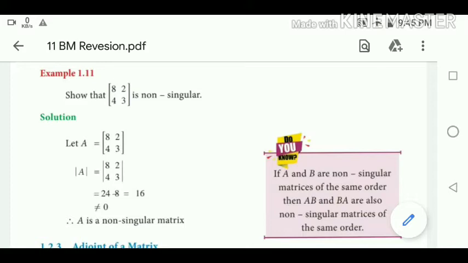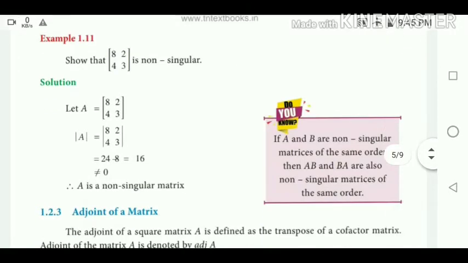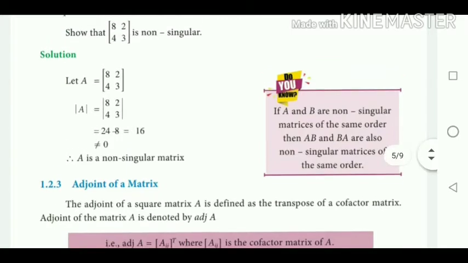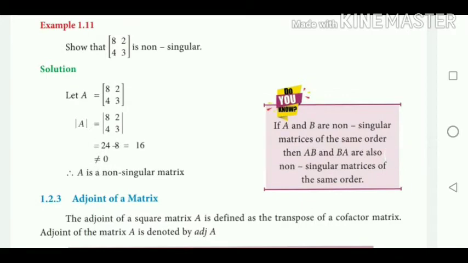Do you know, it is given that if A and B are non-singular matrices of the same order, then AB and BA are also non-singular matrices. That is, if you multiply two non-singular matrices, the product is also non-singular. That is the point given in this Do You Know part. So you know how to find whether a matrix is singular or non-singular.